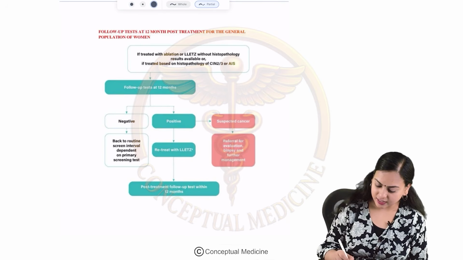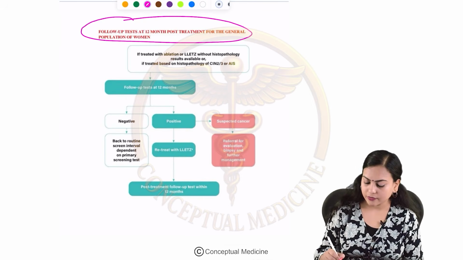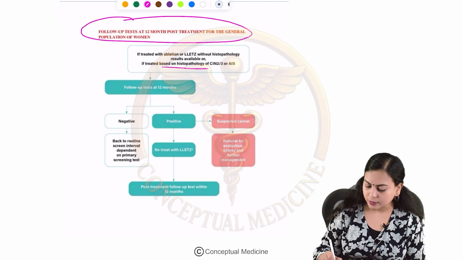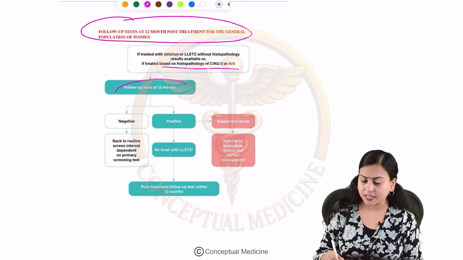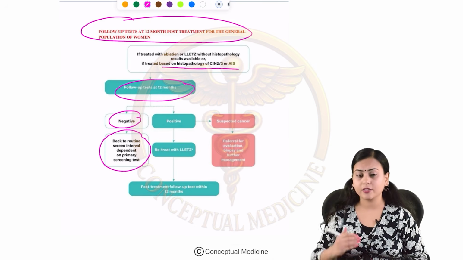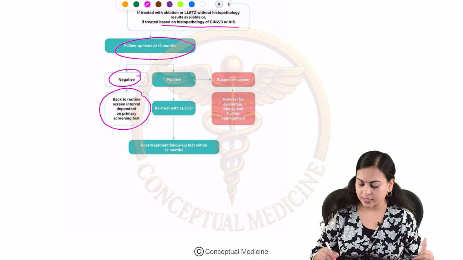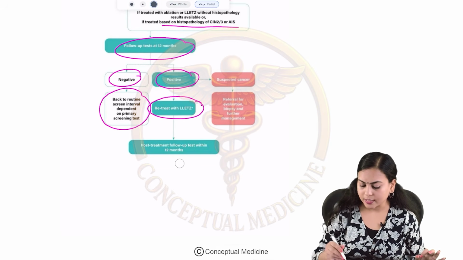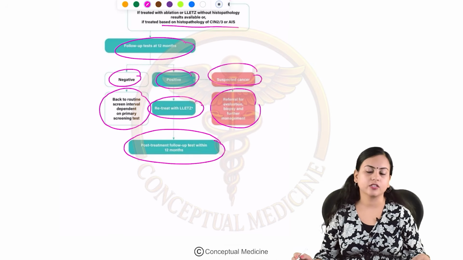So follow up at 12 months post treatment for the general population of women. Okay, how will you follow up after 12 months? If treated with ablation or LEEP without histopathology results available, or if treated based on histopathology of CIN2 or 3 or adenocarcinoma in situ, then the follow-up test will be done at 12 months, and if it is negative, she goes back to the routine screening interval depending upon the primary screening test. That means her routine screening, which will be done every 5 to 10 years. If it is positive, she will be retreated with LEEP again, and post treatment follow up will be done after 12 months. If there is suspected cancer, then referral for evaluation, biopsy and further management will be done, right?